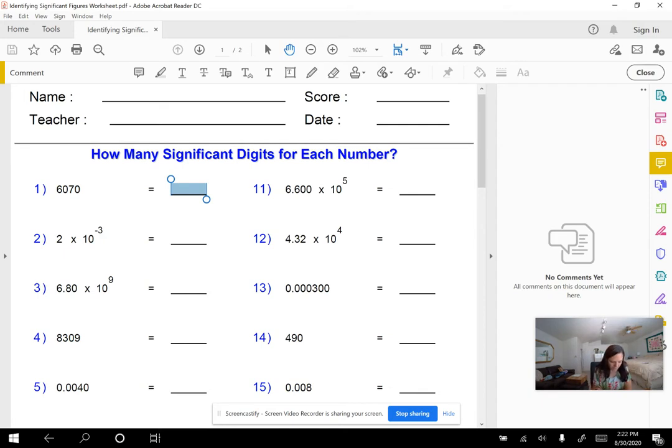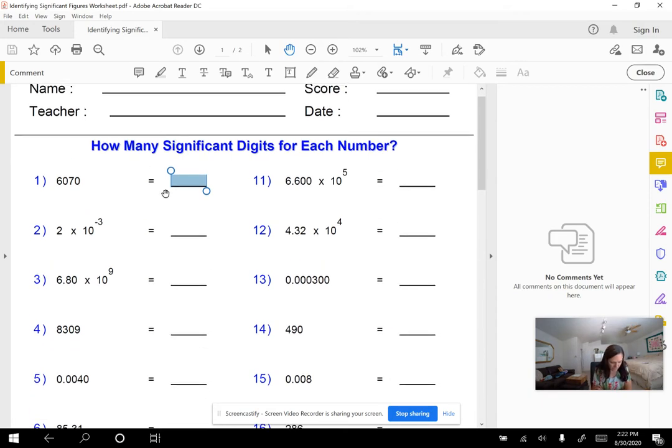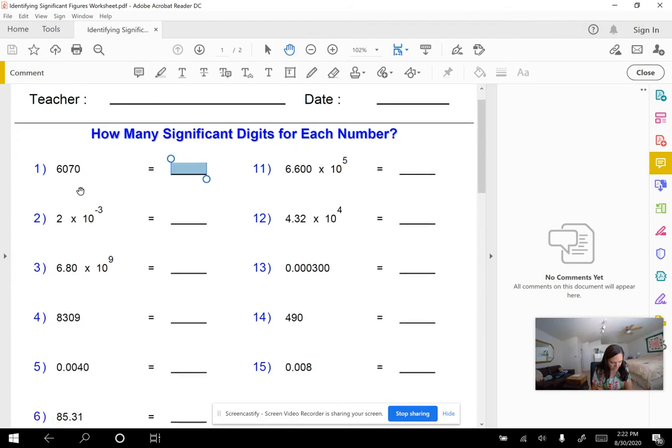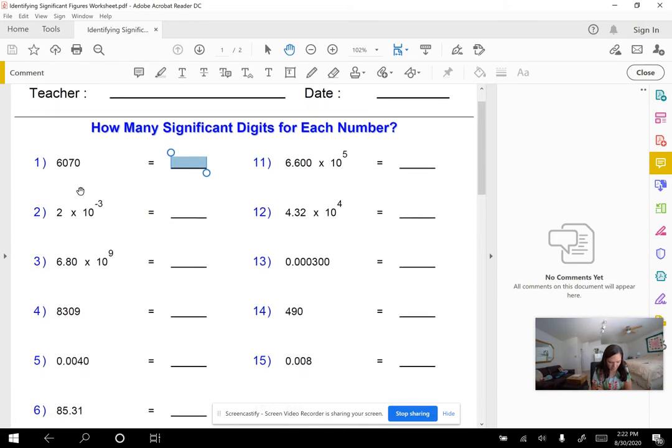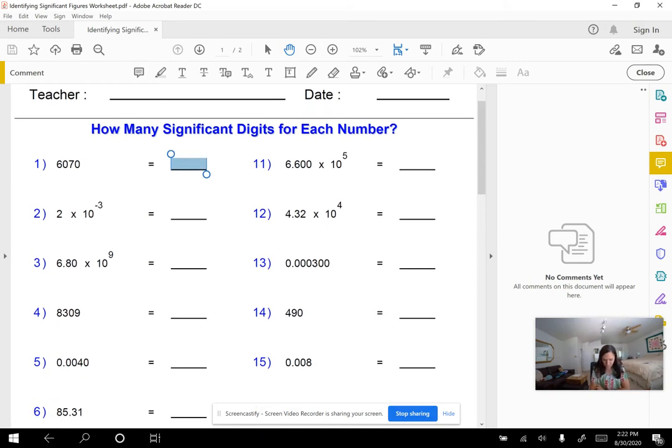Anyway, so number 1, we're going to have 3 significant digits because this last 0 right here is not significant because there's no decimal point. Let's look at number 2. Notice we only have one number here that is a non-zero number. This times 10 to the negative 3 just tells us how big or small that number is. So we will have one significant digit on number 2.